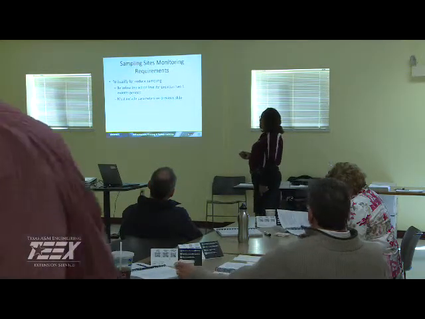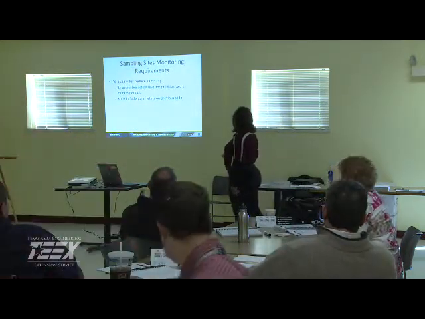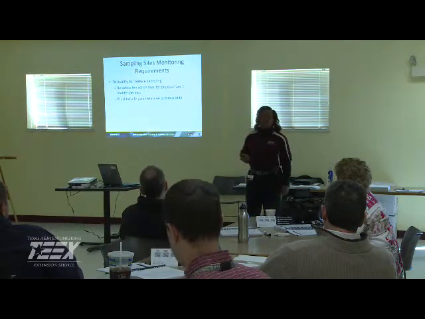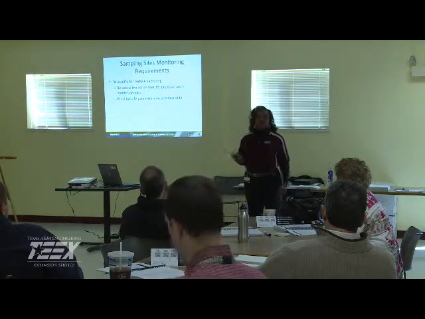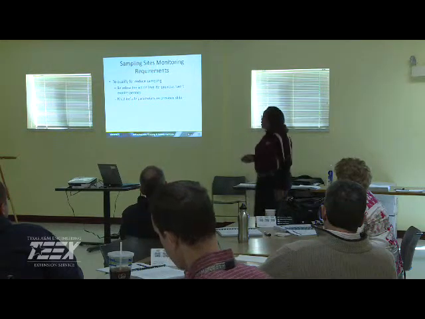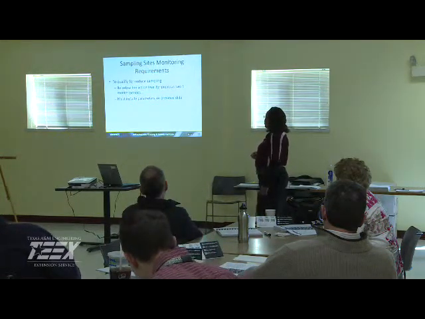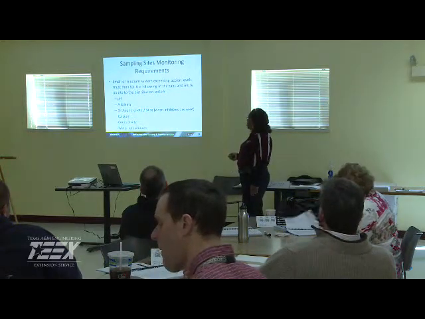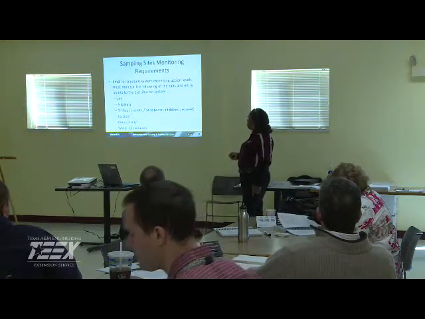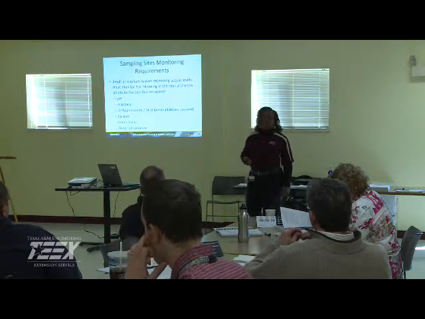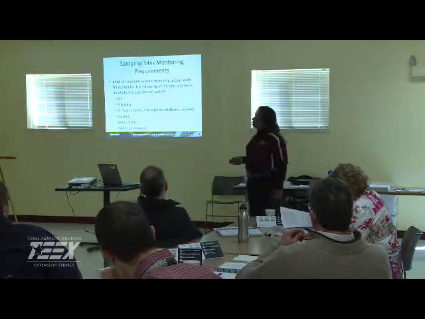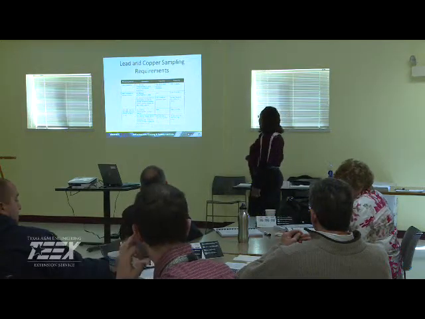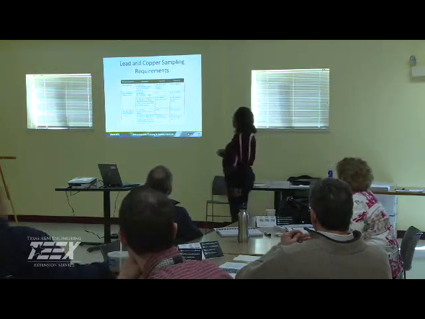All right, to qualify for reduced sampling, you need to be below the action level for the previous two consecutive 6-month periods, and then you will qualify for reduction. And you must include the parameters on the previous slide. In other words, the pH, alkalinity, orthophosphate, silica if applicable, calcium, conductivity, and temperature. You must have completed those. Now, these are your monitoring periods.